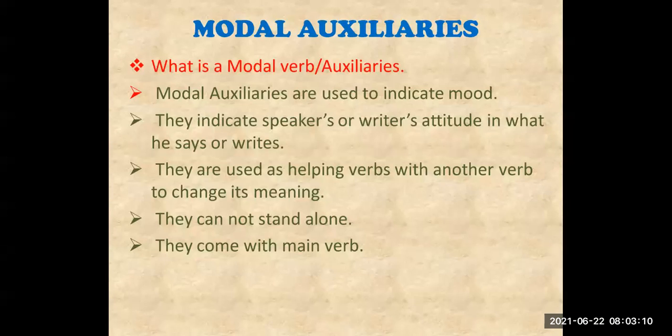So what we have seen is what a modal verb or auxiliary is. Modal auxiliaries are used to indicate mood. They indicate speaker's or writer's attitude in what he says or writes. They are used as helping verbs with another verb to change its meaning. They cannot stand alone, and they come with a main verb.